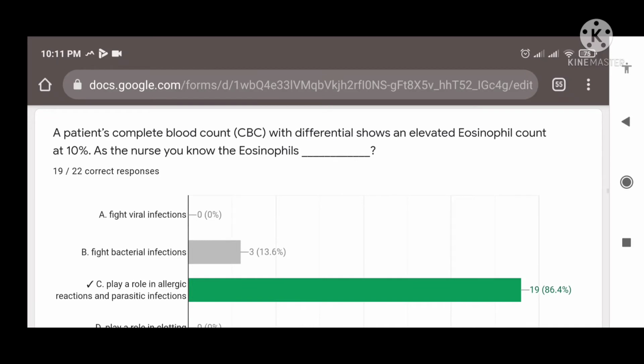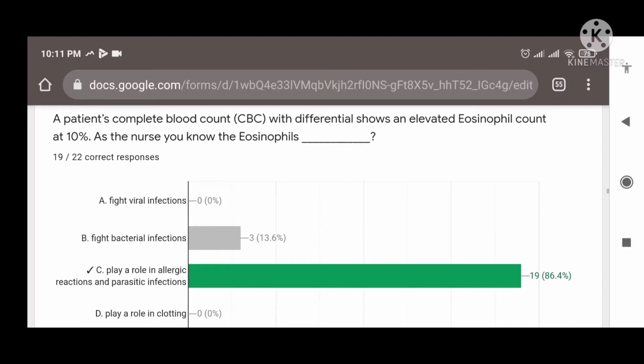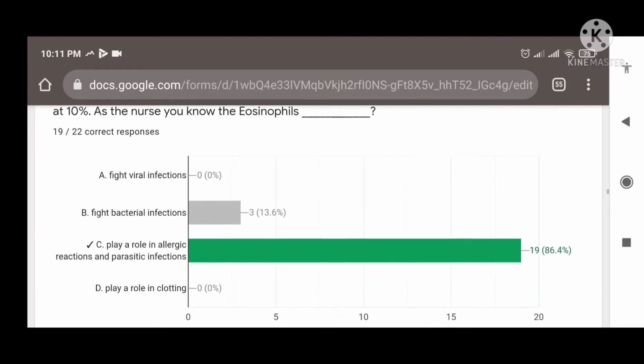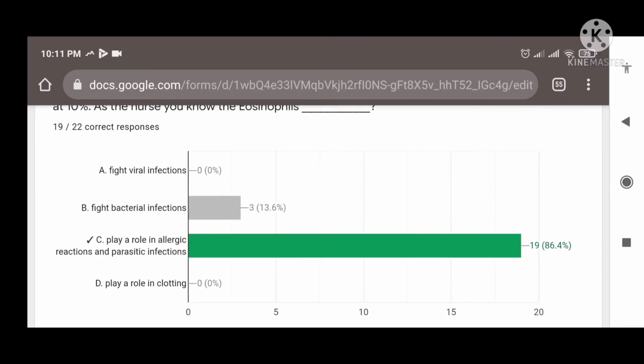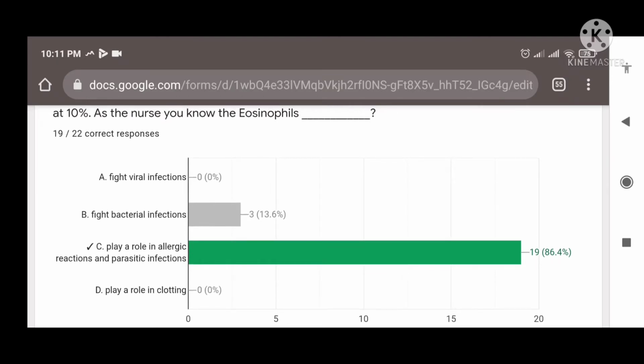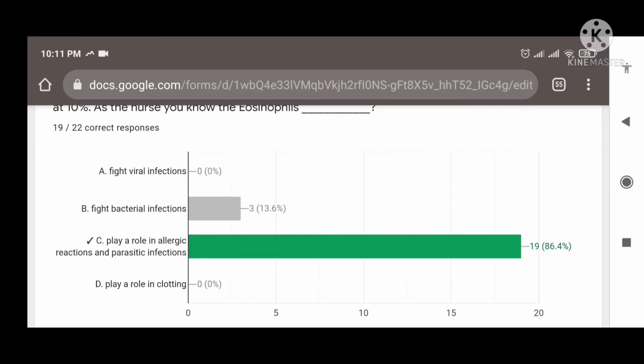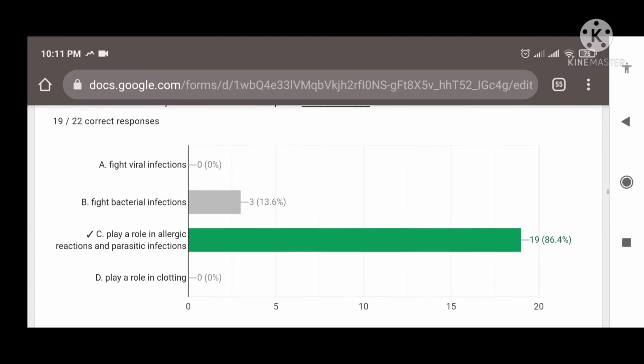Next question: a patient's complete blood count with differential shows an elevated eosinophil count at 10%. As a nurse, you know eosinophils play a role in allergic reactions and parasitic infection, because the main job of eosinophils is to protect your body from allergic reactions or parasitic infections. Which type of cell has the responsibility to fight against bacterial infections? You may know the answer, and let me know in the comment box.